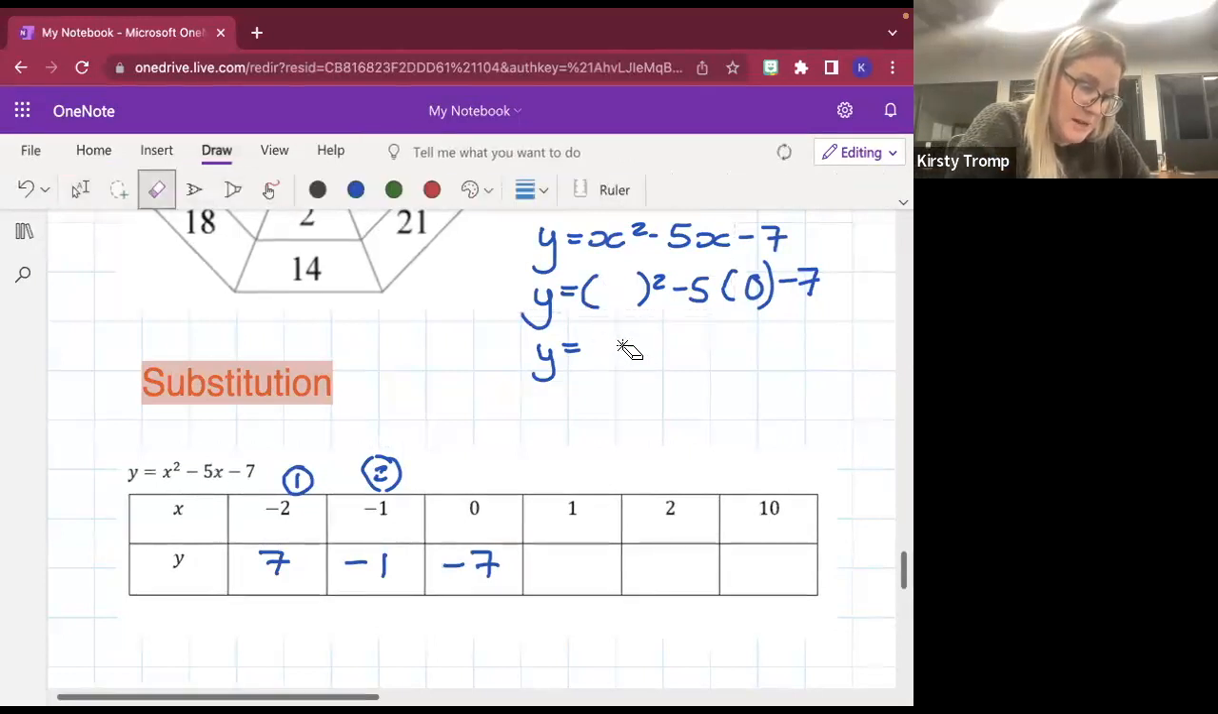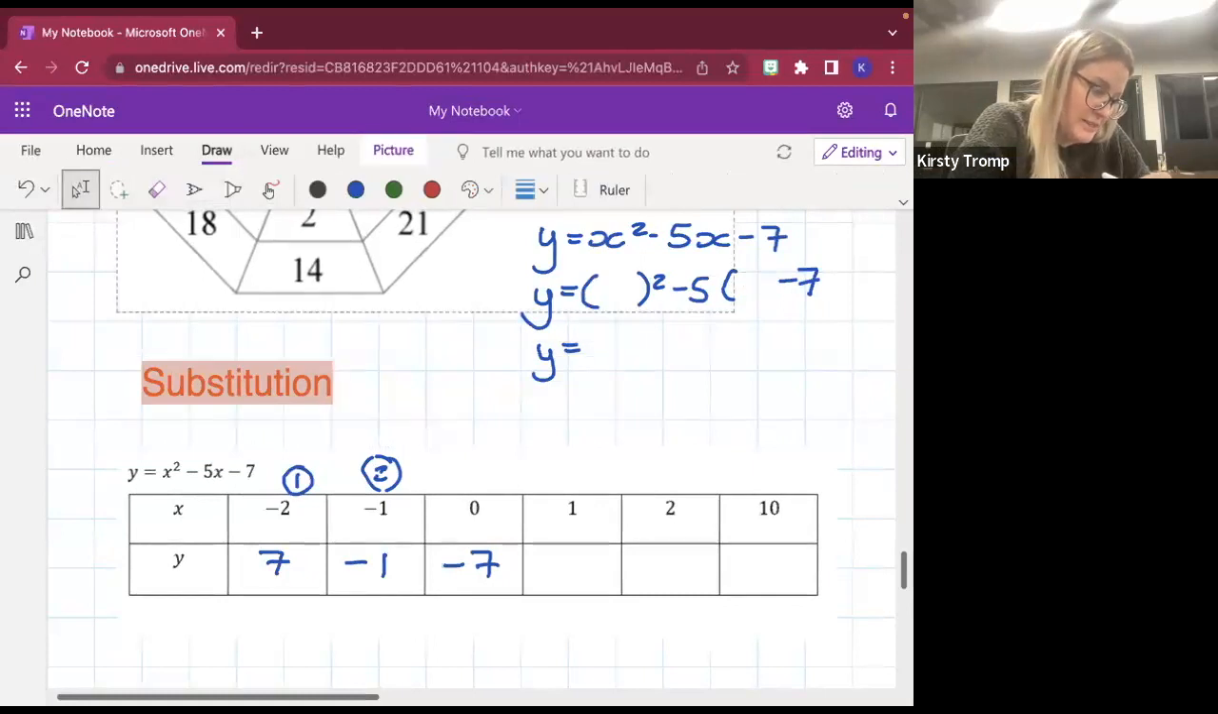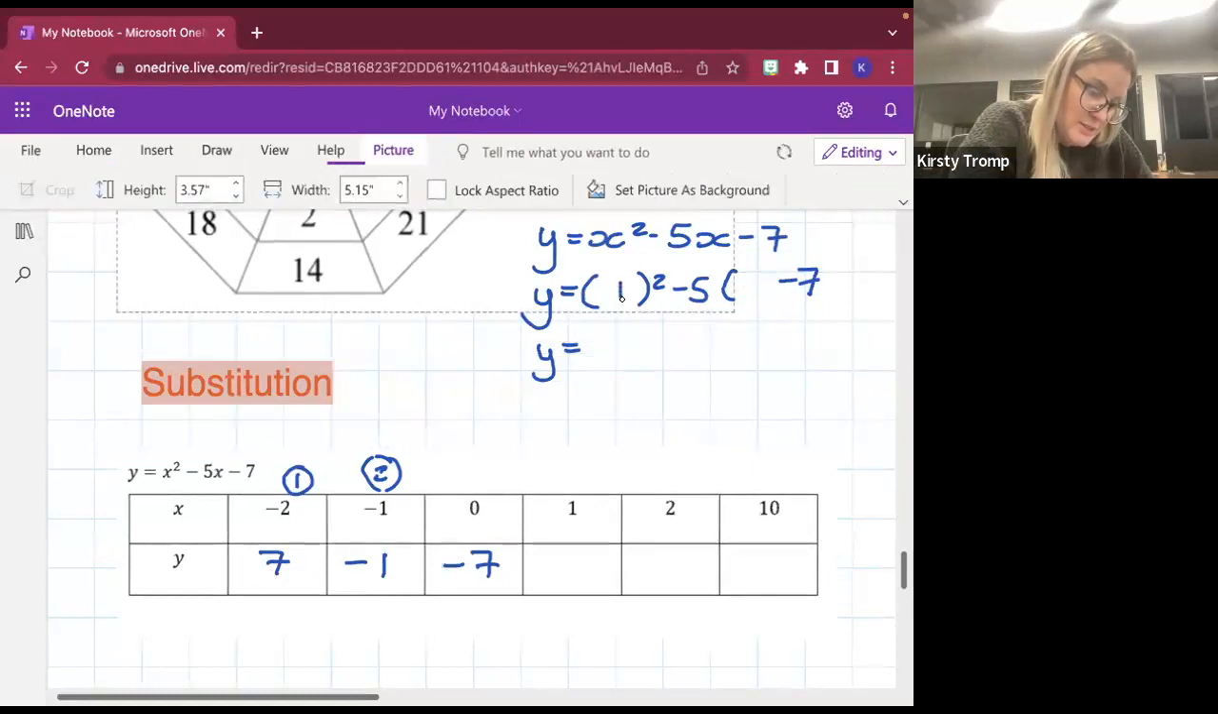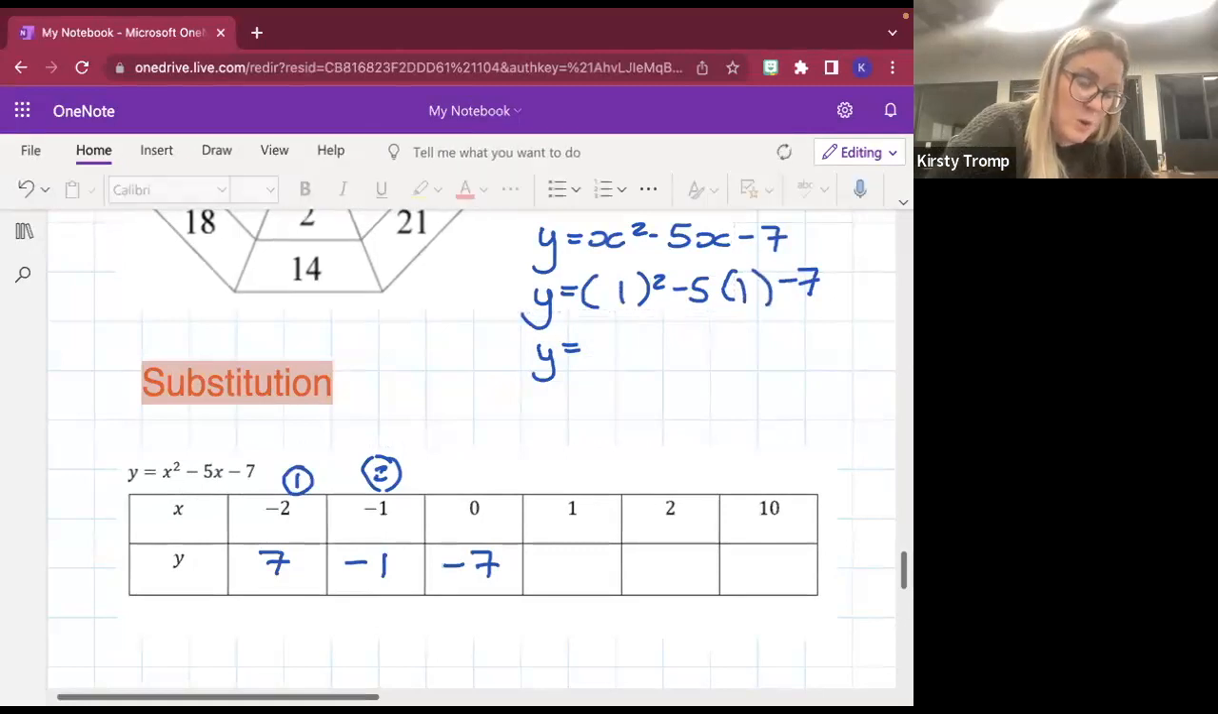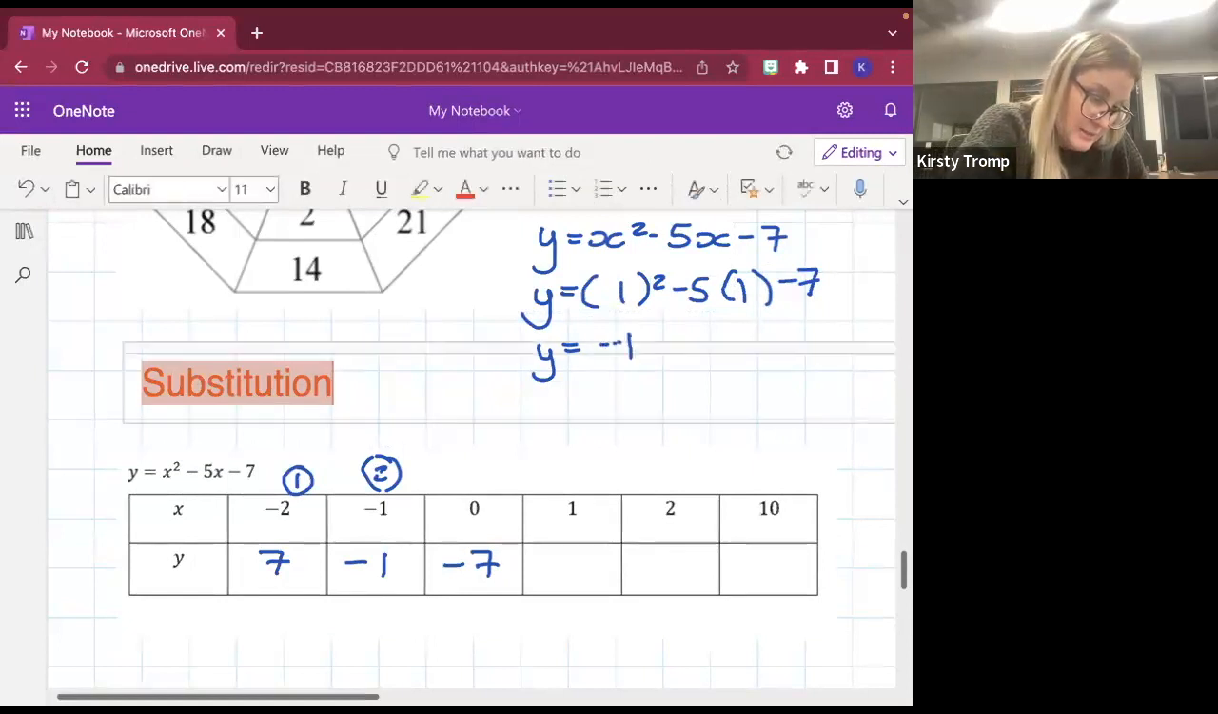You guys should be miles ahead of me because you're doing it on your calculator. So now I'm going to see 1. 1 squared is 1. 1 minus 5 is negative 4. And negative 4 minus 7 is negative 11.